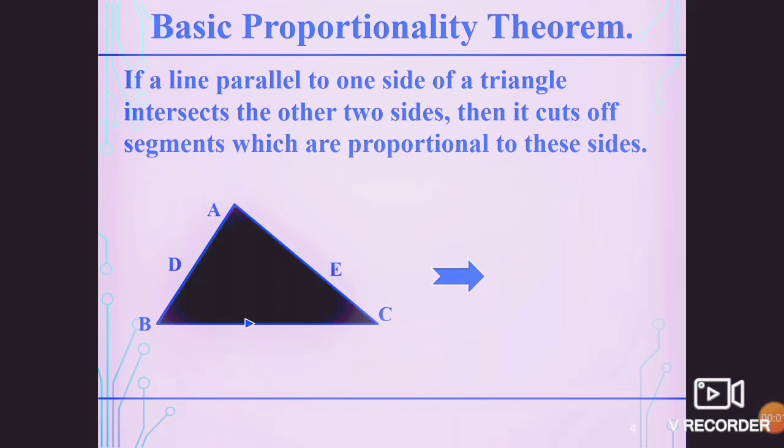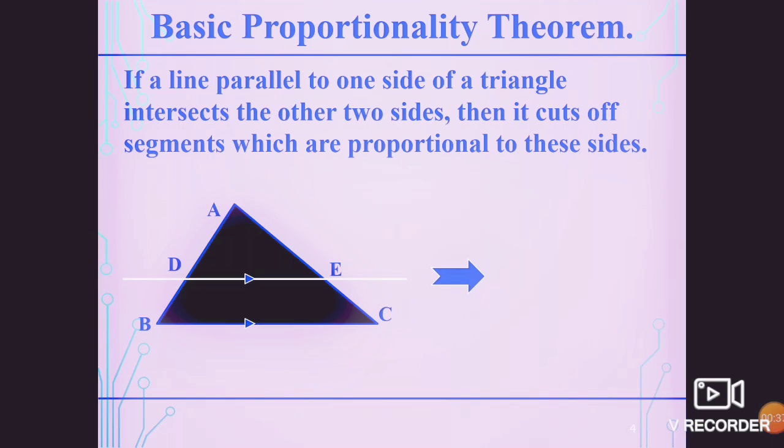Basic Proportionality Theorem. If a line parallel to one side of a triangle intersects the other two sides, then it cuts off segments which are proportional to these sides. So let us take a triangle ABC. In the triangle ABC, let us draw a line segment. Let us make sure that this line segment is parallel to the base of the triangle ABC, that is parallel to BC.